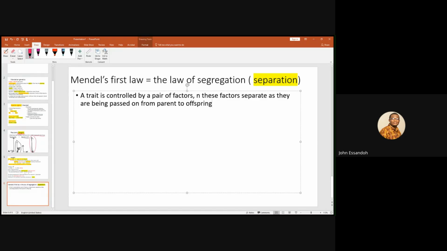Are you with me? So according to Mendel, the trait is controlled by a pair of factors. Which means that inheritance is not by blend like paint, but it's a particle. And he called those particles factors. The trait is controlled by a pair of factors, and these factors separate as they are being passed on from parent to offspring. Okay, beautiful. Mendel has conducted his experiment. But let's see one beautiful thing that Mendel did.